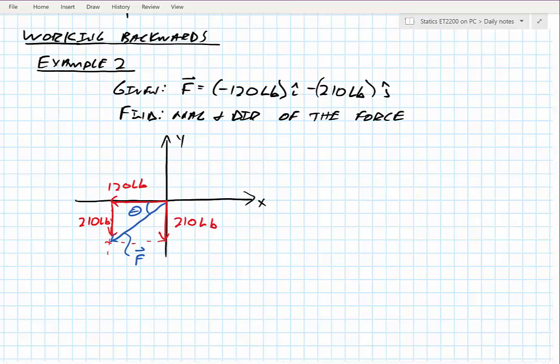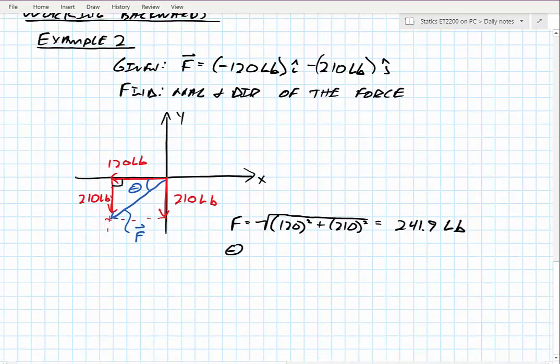What I create is a right triangle, a 90-degree triangle. So from there I can use the Pythagorean theorem and find that the magnitude of that force is equal to the square root of 120 squared plus 210 squared. That gives me something like 241.9 pounds. As far as that angle theta, I can find it by taking the inverse tangent of the opposite over the adjacent, and that gives me an angle of about 60.3 degrees.